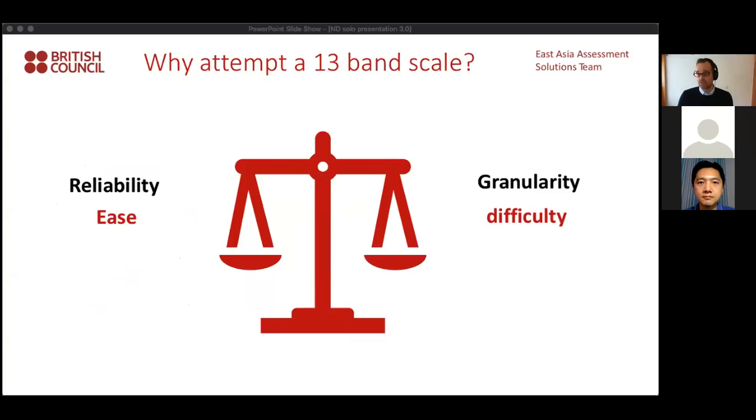An analytic rather than holistic scale was also implemented, as these types of scale highlight more performance features to the raters. And it was decided that the payoff from a 13-band, 5 criteria scale made it worth attempting, even though this goes against the received wisdom, summed up by Miller's dictum of 7 ± 2.